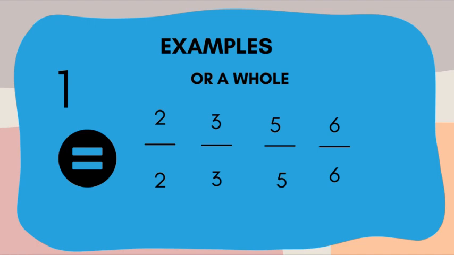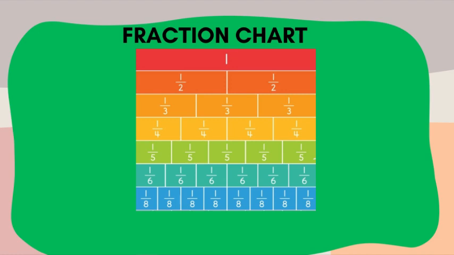Let's look at a fraction chart to show equivalent fractions. So for this fraction chart, we have 1 at the top, then we have a half in the orange section. The third section, we have 1/3, then we have a quarter, 1/5, 1/6, and 1/8. So 2 halves make a whole, 4 fourths also make a whole, and a quarter is the same as 2/8. They are equivalent fractions.